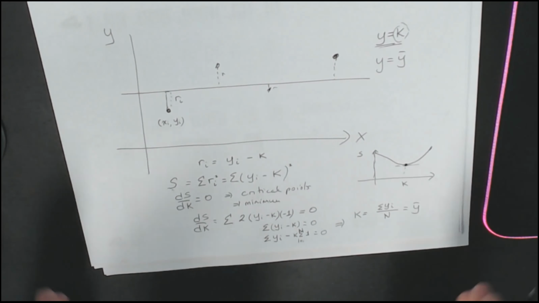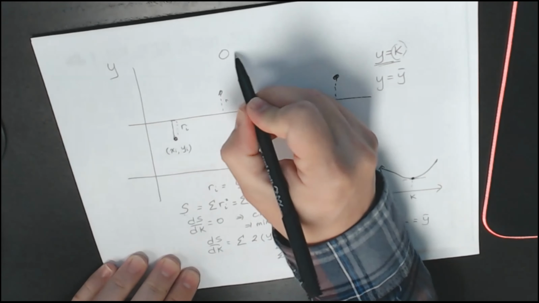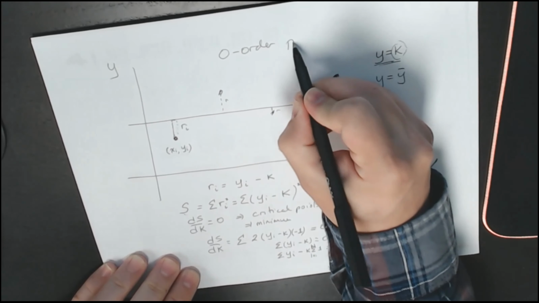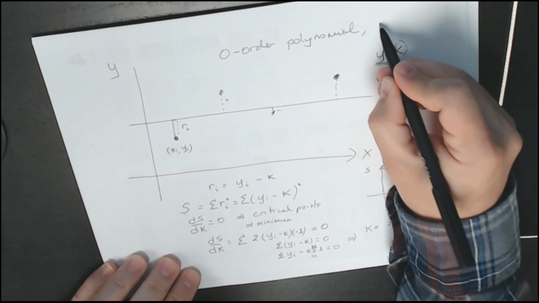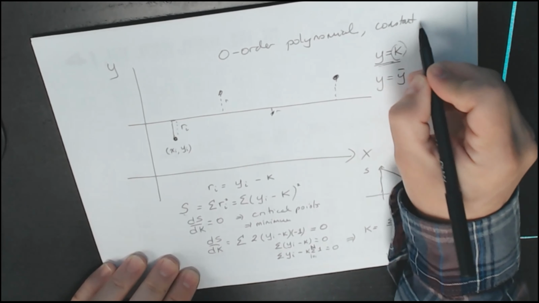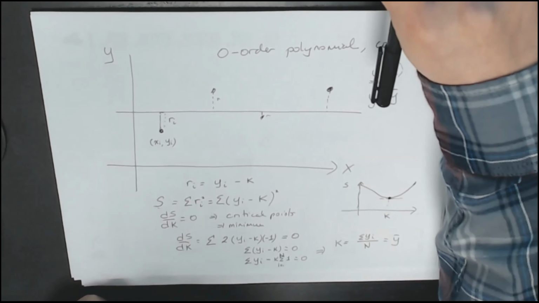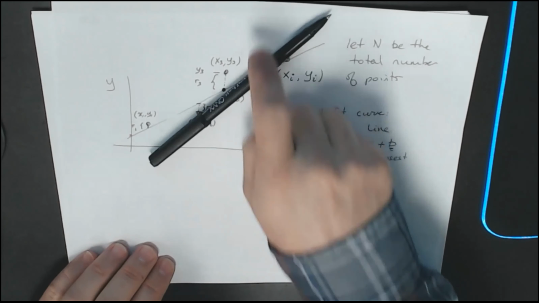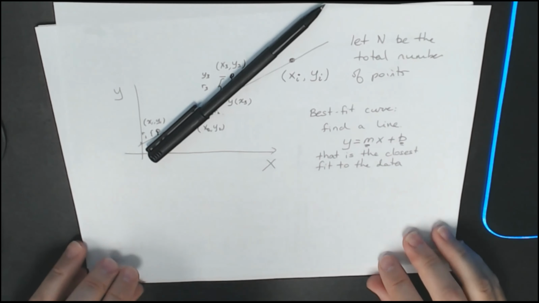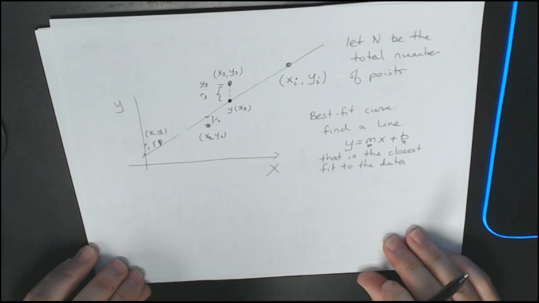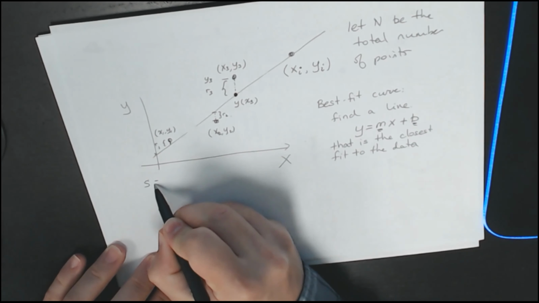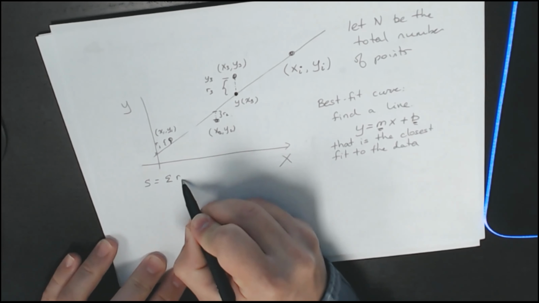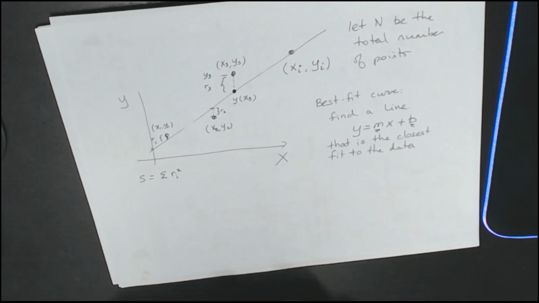Okay, but that's for a 0 order degree, otherwise known as a constant function. What we want to do is we want to do a line. We want to do something a little more complicated. Okay, here we go. What we want to do is we want to figure out the sum where the residuals, or the sum of the squares, is as small as possible.